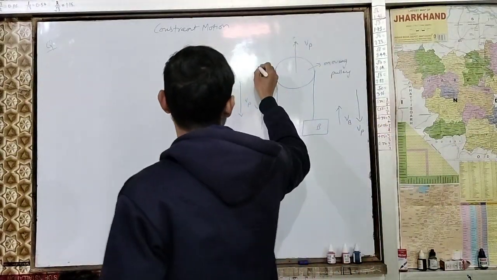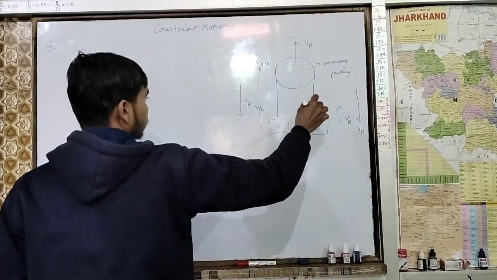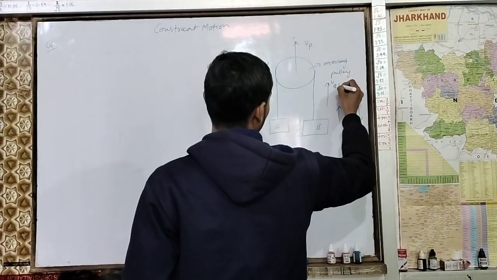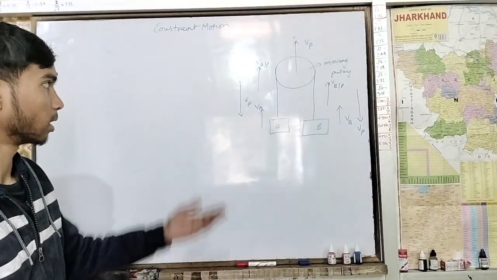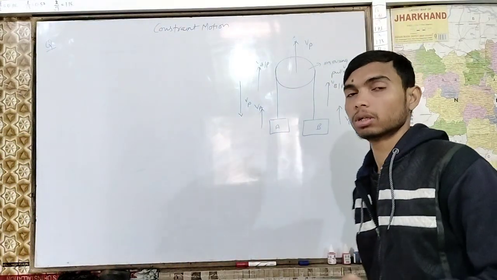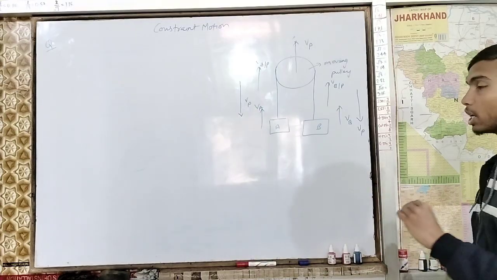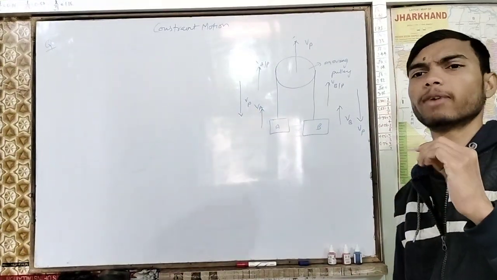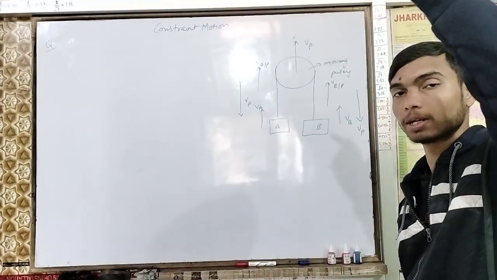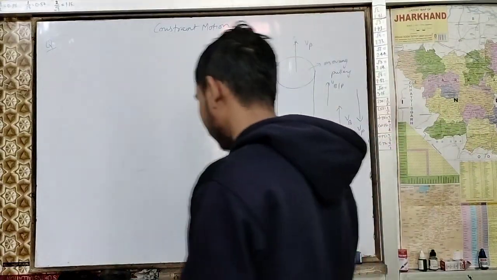The velocity of A with respect to P and the velocity of B with respect to P will be upward. But the velocity of P will be downward according to the pulley, which is moving. So the velocity of A block is moving upward, the velocity of B block is also moving upward, but the velocity of the pulley is going downward. Okay, this is what is happening.